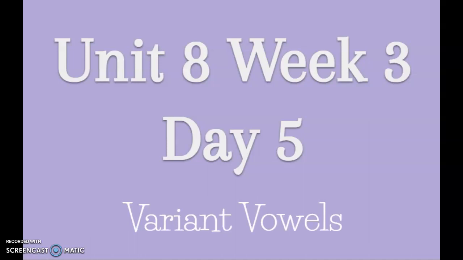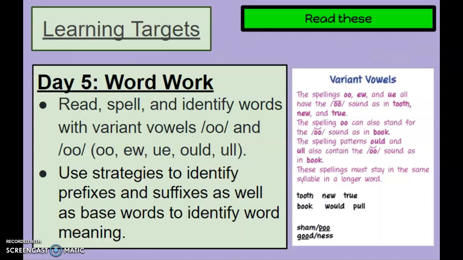We are still working with variant vowels. So our learning targets for today are read, spell, and identify words with variant vowels with the sound oo and represented with oo, ew, ue, ould, and ull. And use strategies to identify prefixes and suffixes as well as base words to identify word meaning.